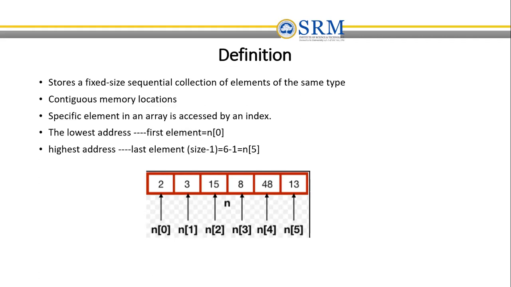Here it is a fixed-size sequential collection of elements of the same type. All the elements are the same type, and a specific element in an array is accessed by an index. You can see here the lowest index of an array is 0, and the highest index is n minus 1. According to this example, we have 6 elements, so 6 minus 1 is 5.